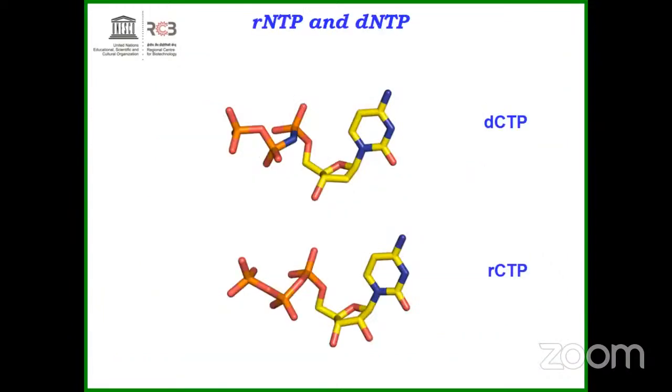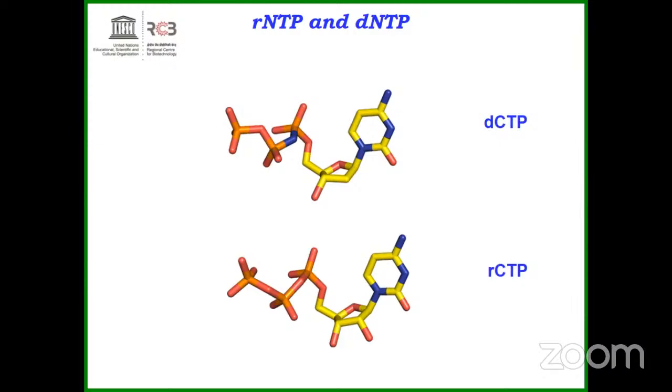Okay, so one of the other things that I was going to talk about is this molecule. This is RCTP, and it is different from DCTP in that it has a hydroxyl group at the 2' position. So the DNA polymerase has to ensure that it selects this and not this, because RNTPs generally are more susceptible to cleavage.